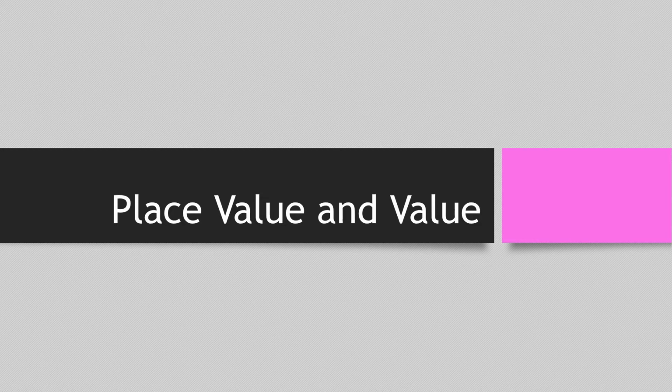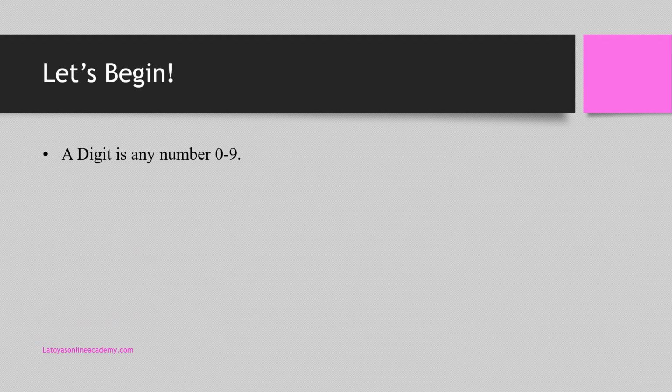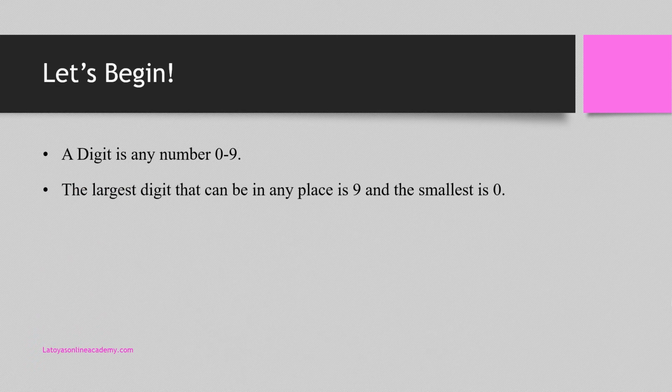Today we'll be looking at place value and the value of a digit in a number. Let's begin. A digit is any number between 0 to 9. So 0 is a digit, 1 is a digit, 2 is a digit, 3 is a digit, 4, 5, 6, 7, 8, 9. They are all digits. The largest digit that can be in any place is 9, and the smallest is 0.